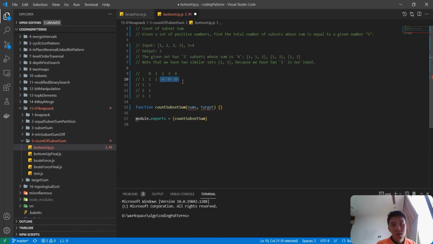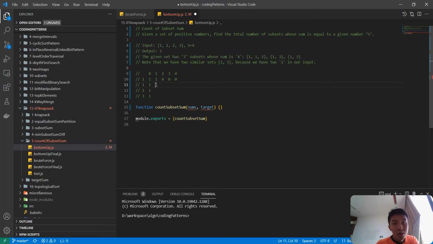For any other cells, there's no number of subsets that sum up to the target sum here.